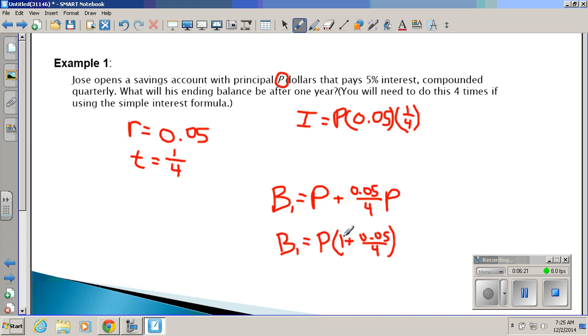Now if I wanted to figure out what he made the second month, I'll say B2 for his second month, or the second quarter. It's going to be my new balance, whatever I got for the first quarter, plus the interest. So the interest again is going to be 0.05, the rate doesn't change, the time is still quarterly, so times 1/4, which gave us this, times balance 1, which is his first quarter balance.